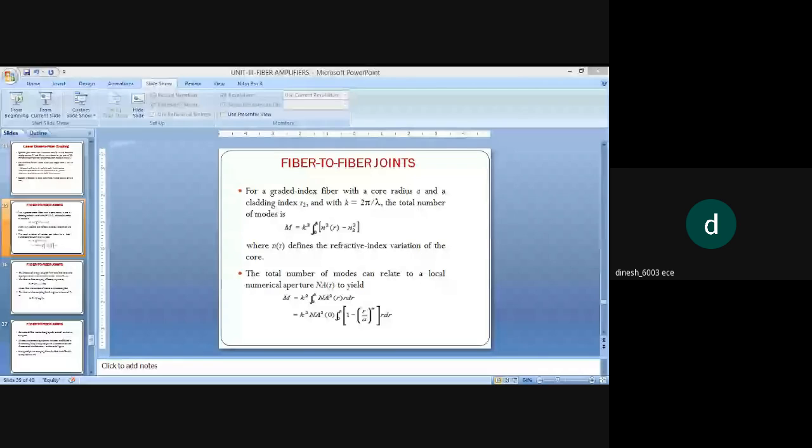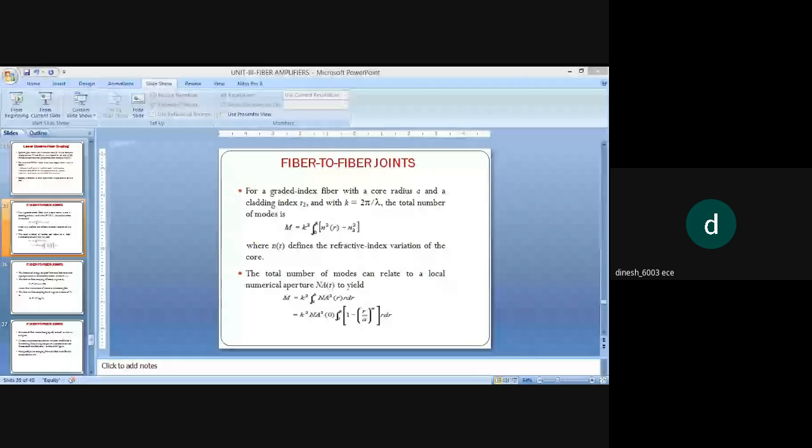So when all modes are equally excited, the output beam fills the entire output. So when all modes from fiber 1 are coupled with another fiber, fiber 2, if all the modes are excited, then the output will fill the entire output. So if the equilibrium numerical aperture is filled, and few modes are excited, then the propagating modes in the steady state will give only the equilibrium numerical aperture. So that is filled in the output beam.